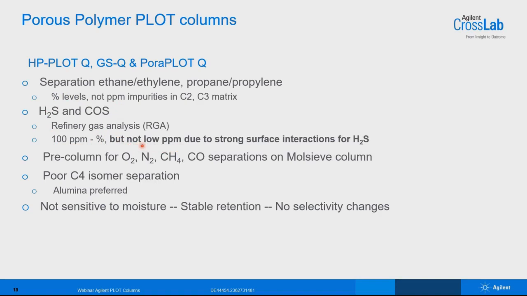The Q is often used as a pre-column for the molsieve column, as that one is used for permanent gas separations. They're quite poor in separating C4 hydrocarbon isomers, however, so alumina is the go-to column there. Their compound elution and selectivity is not sensitive to moisture, either when it's present in the sample or in the carrier gas.